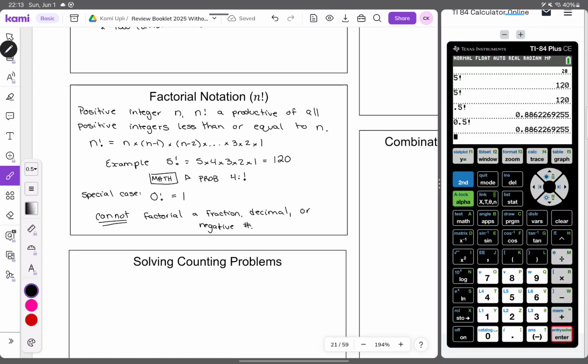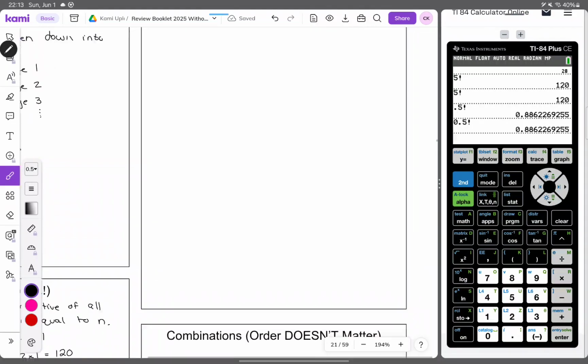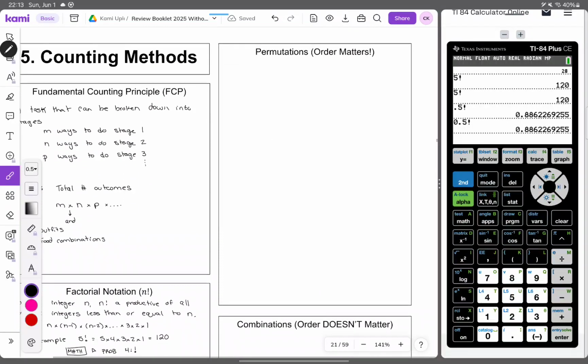Alright, so before we go into solving counting problems, we're going to break it down into the 2 main counting problems. Permutations, order matters. Combinations, order does not matter. So this one is an arrangement of specific objects. So this is a key word. If you ever see arrange, you know that it's a permutation.